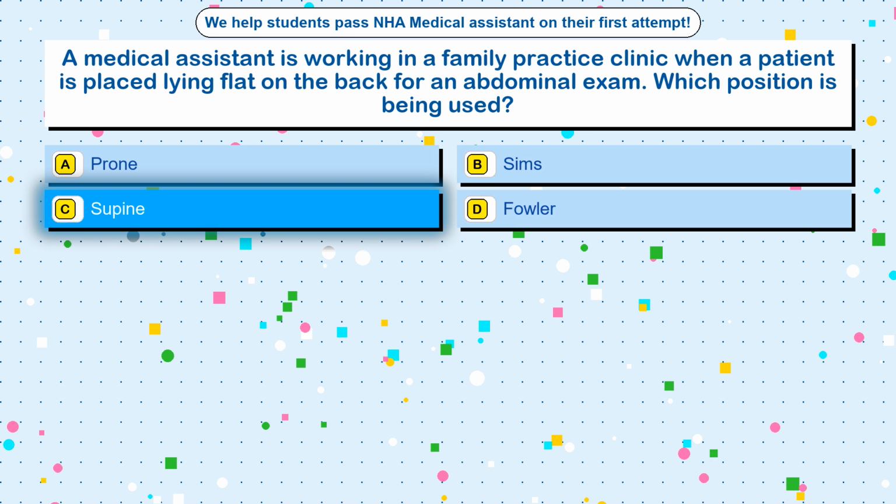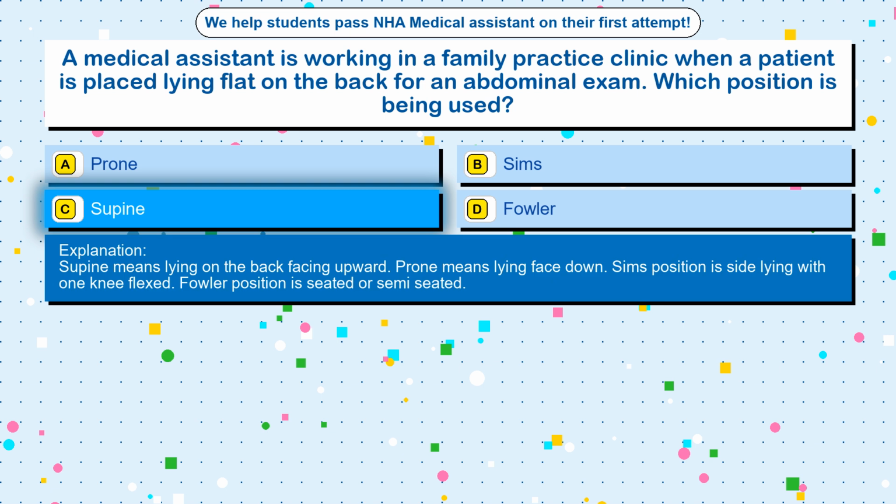Supine. Supine means lying on the back facing upward. Prone means lying face down. Sims position is side lying with one knee flexed. Fowler position is seated or semi-seated.